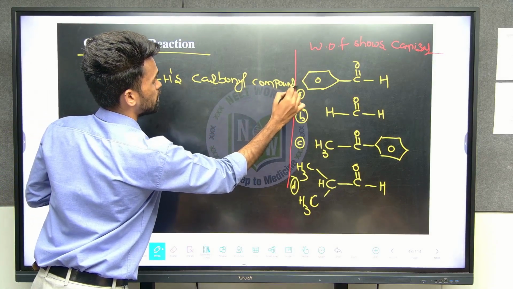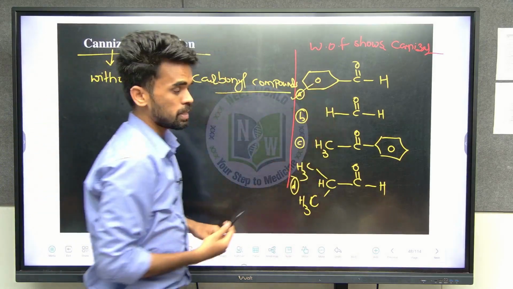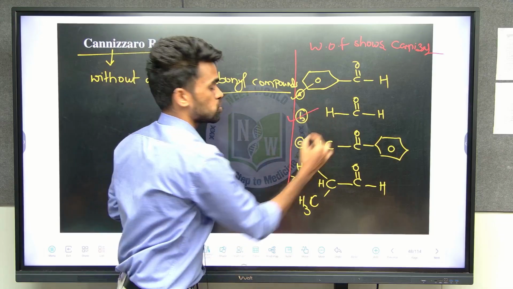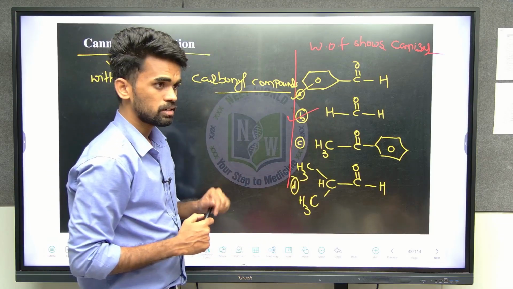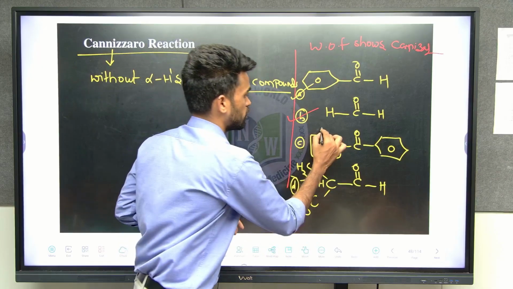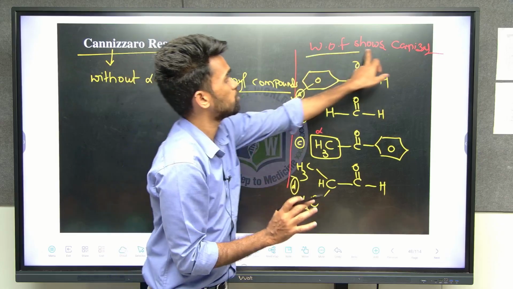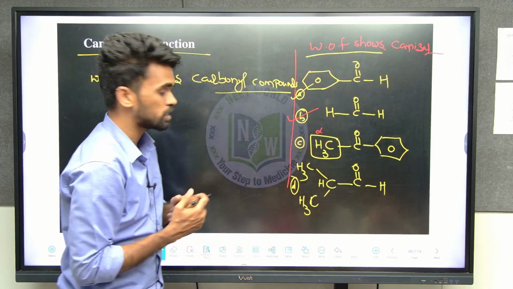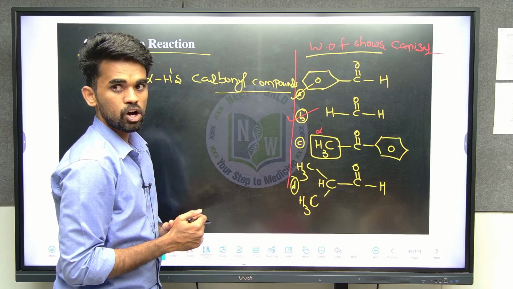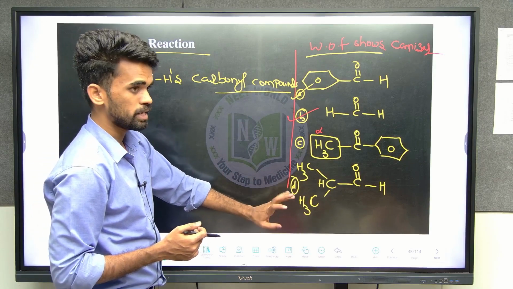So tell me, first one, does it have? So it will show Cannizzaro reaction. Next, second one, no alpha hydrogens, so it will also show Cannizzaro reaction. Third one, alpha hydrogens are there, so it will not show Cannizzaro reaction. I am saying about shows. Next, what about the fourth compound? Does it have alpha hydrogens or not? Yes. Where is it? How many?